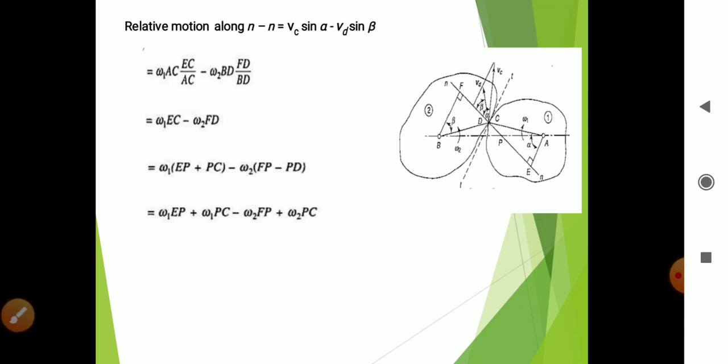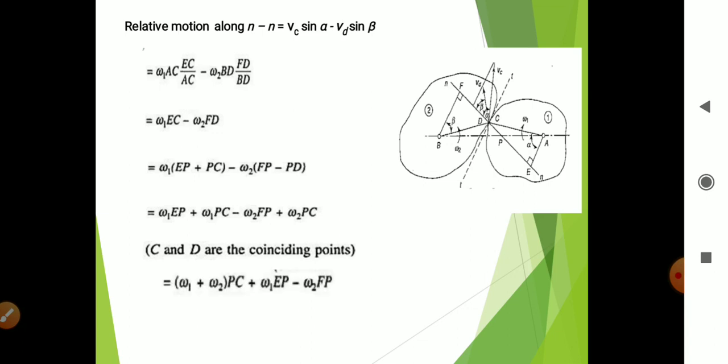So multiply by omega 1 into whole bracket. What we got here? Omega 1 into EP plus omega 1 into PC minus omega 2 into FP plus omega 2 into PC. That minus gets plus here. So C and D are the coinciding points.